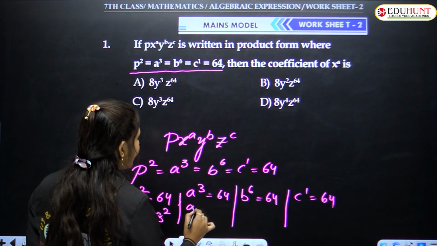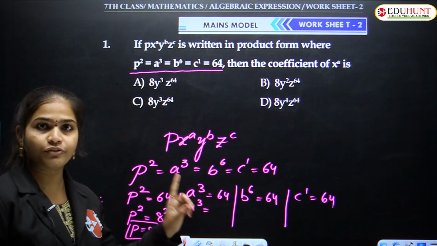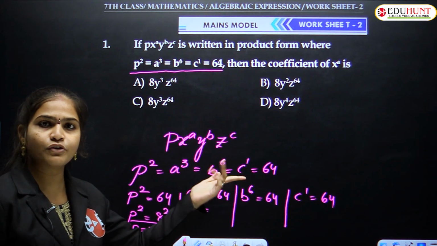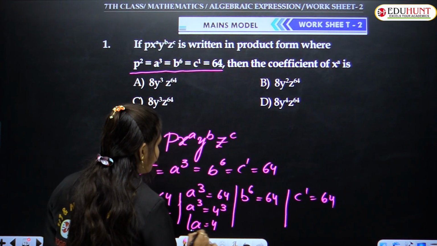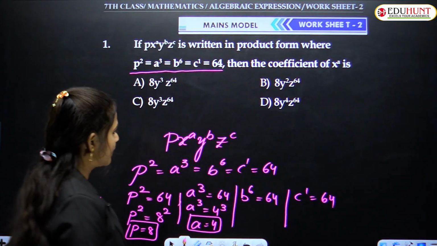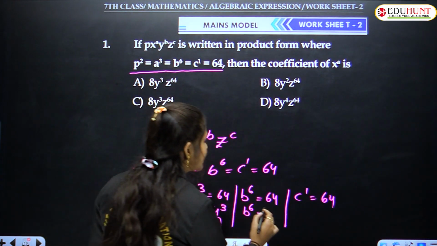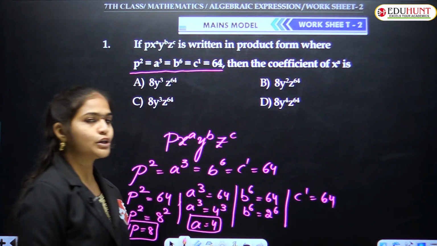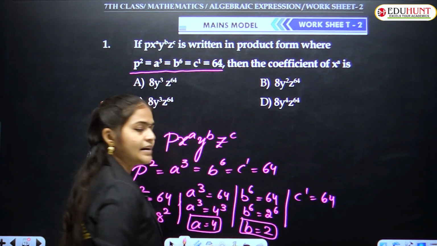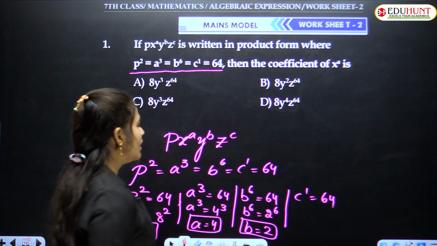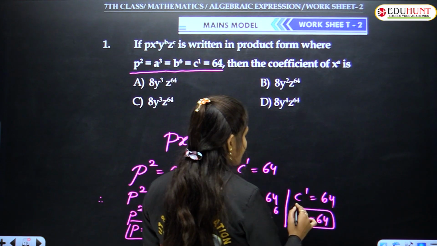Come to this one. A cube is equal to 64. 64 is the perfect cube of 4. 4 fours are 16, 16 fours are 64. We can write this as 4 cube. As per this, a is equal to 4. Now here b power 6 is equal to 64. We can write it as 2 power 6. 2 power 6 is equal to 64. Understand? As per this, b is equal to 2. Understand? 2 power 6 value is 64. So that's why b is equal to 2. And come to this one, directly they given that c is equal to 64.